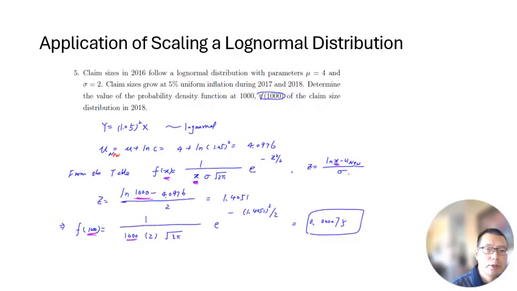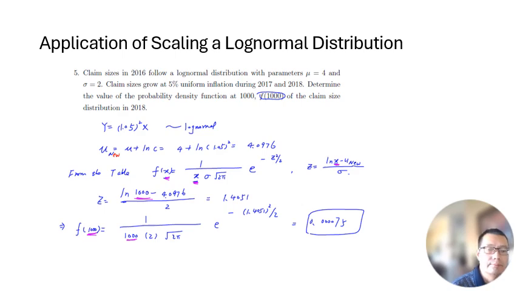Here is an example of applying this scaling process to a real-life example. If claim size in 2016 follows a log normal distribution with parameters mu equal to 4 and omega equal to 2, and claim size grows at 5% uniform inflation during 2017 and 2018, determine the probability density function at 1000, f(1000).